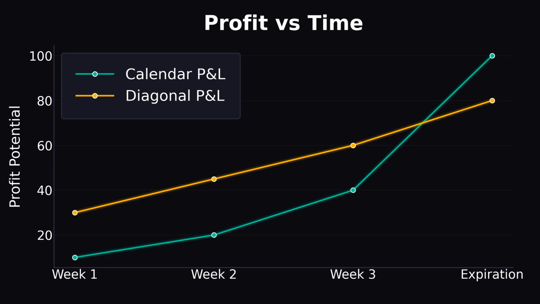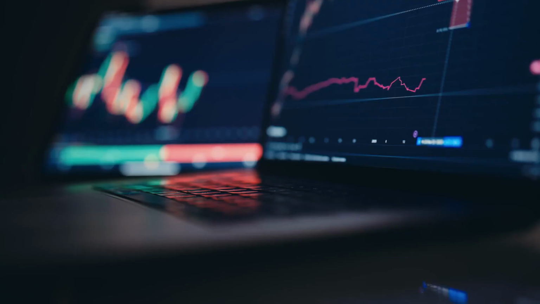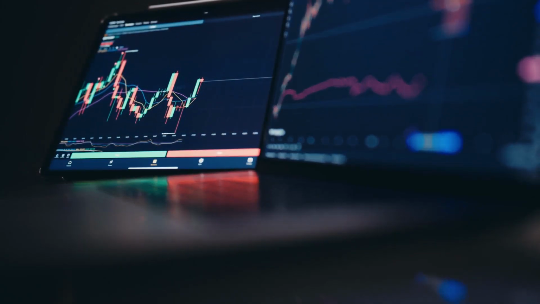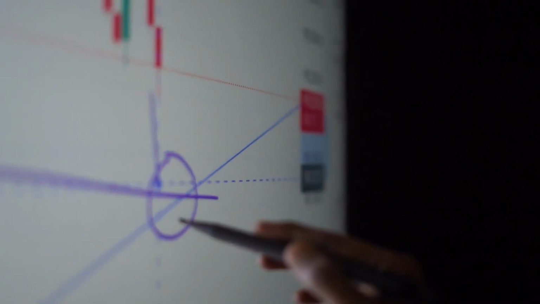When should you use a diagonal? Use it when you have a directional assumption but want to reduce your cost basis. It is the perfect substitute for buying stock when IV is elevated. Management also differs significantly. With a calendar, if the stock breaches your strikes, you must close or roll. There is very little room to adjust because you lack intrinsic value. With a diagonal, if the trade moves against you, you can often roll the short leg down for calls or up for puts to collect more credit, reducing your max risk further.